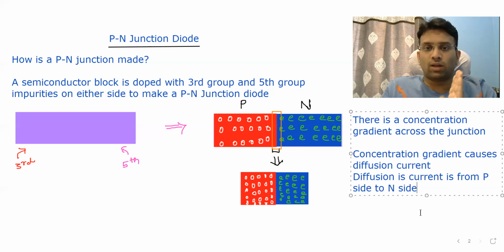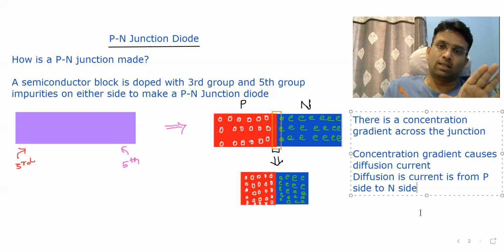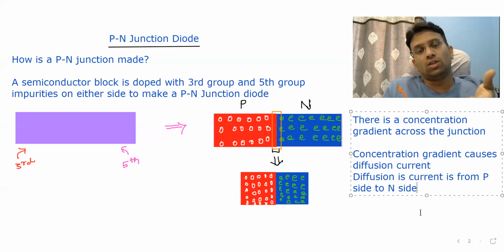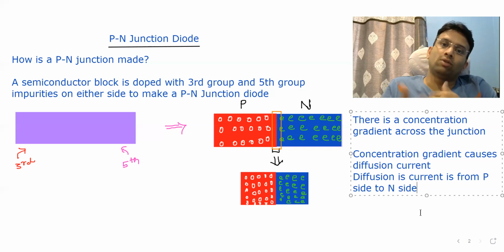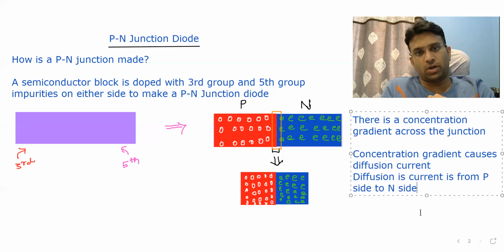So in this particular video, we have discussed how a PN junction is made, and we have discussed concentration gradient, and this concentration gradient causes diffusion current. Now, what happens due to this diffusion current? Will it continue forever or will it stop? Is it a self-restricting type of thing? And why is it self-restricting? Is there some other phenomenon that starts? All these questions we will address in the next video.